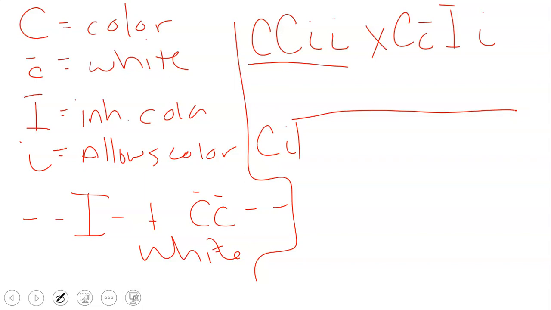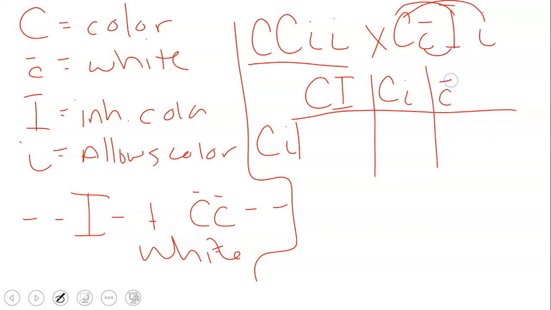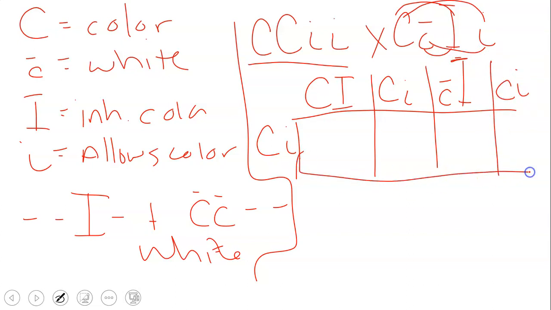Okay, now the second parent is different. In the second parent, we've got to do this, right? So 1/4 of the gametes will be big C, big I. And then this, 1/4 of the gametes are going to be big C, little i. And then this, so 1/4 little c, big I. And then 1/4 little c, little i.